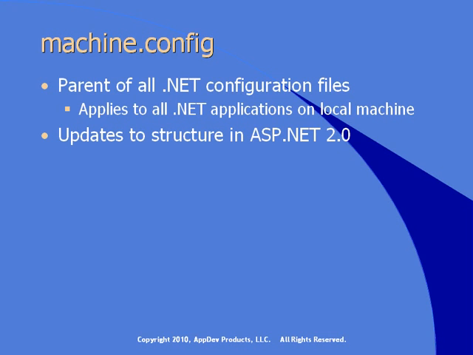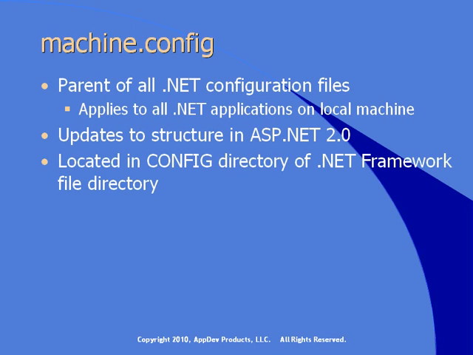But that root web.config file is located in the same directory as the machine.config file. And this resides in the config directory where the .NET framework is installed, which is typically within the Windows directory on the C drive. So let's take a look at how these files are structured and where they're located.